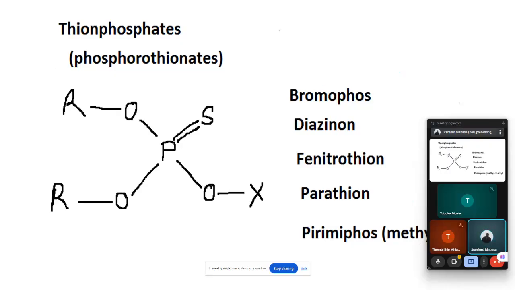Then the thione phosphates or phosphorothionates. Instead of having 4 oxygen atoms surrounding the phosphorus atom, please note we have an S there representing the sulfur. Otherwise, the basic structure is the same. Examples under this structure: we have bromophos, diazinon, phenylthione, parathion. These are very toxic insecticides. Then pirimiphos.